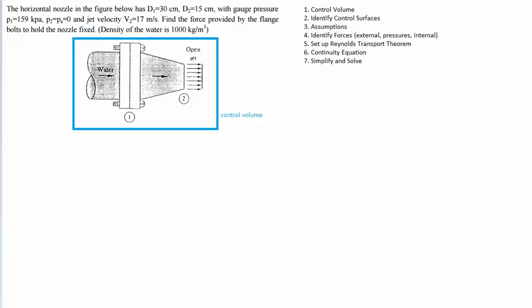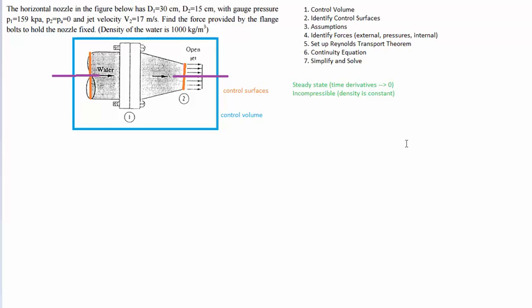The next thing we want to do is identify the control surfaces. That's basically where you have flux of dependent properties in the system. So I'm going to assume it's steady state. What that means is time dependent properties go to 0, so time derivatives go to 0. The other assumption I'm going to make is that the flow within the system is going to be incompressible. That means that density is constant. You'll see how these two simplifying assumptions really help us later on when we're solving Reynolds transport theorem, as well as the continuity equation.